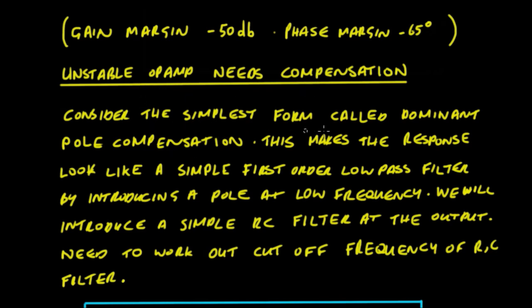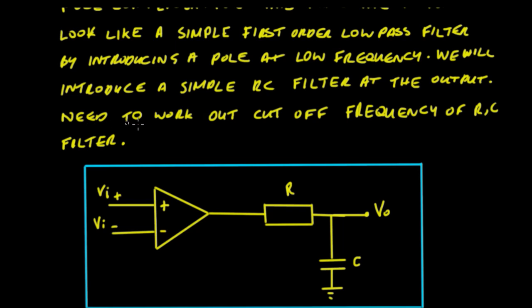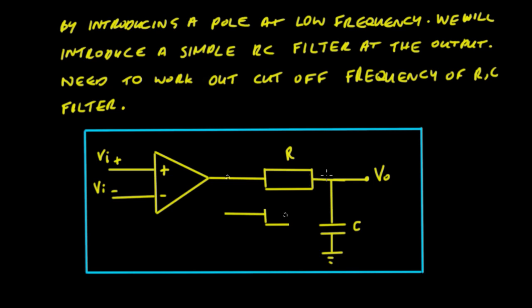So we're going to consider the simplest form of compensation called dominant pole compensation. This really makes the response look like a simple first order low pass filter by introducing a pole at a low frequency. In order to get that pole, we're going to introduce an RC filter, which is really just a low pass filter on the output of the op-amp. And we're going to have to work out what the cut-off frequency of this filter has to be.